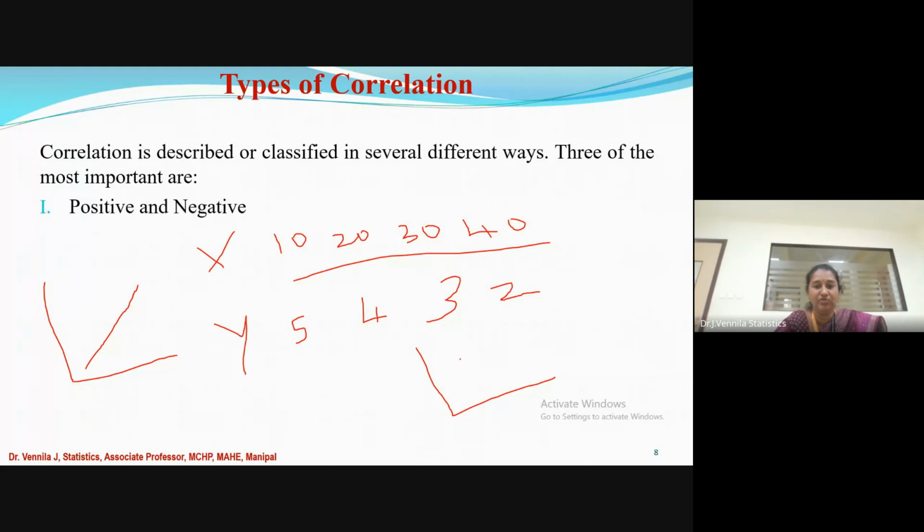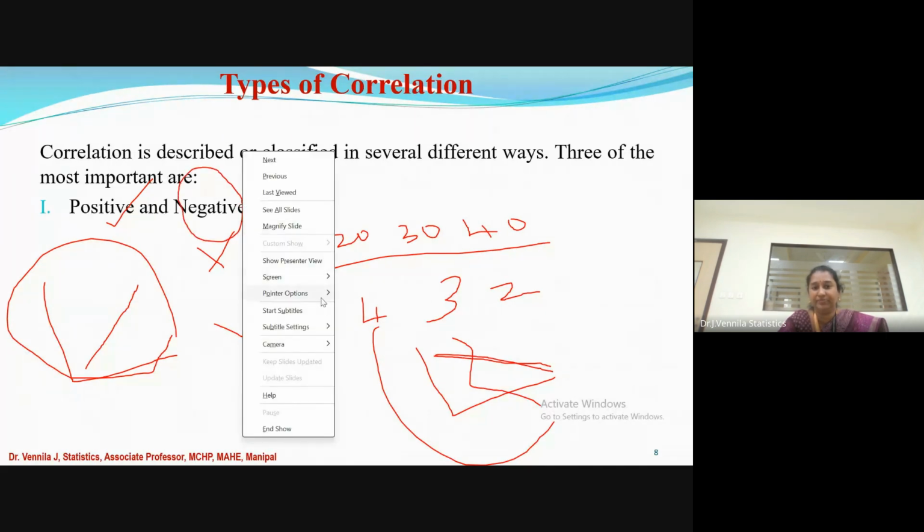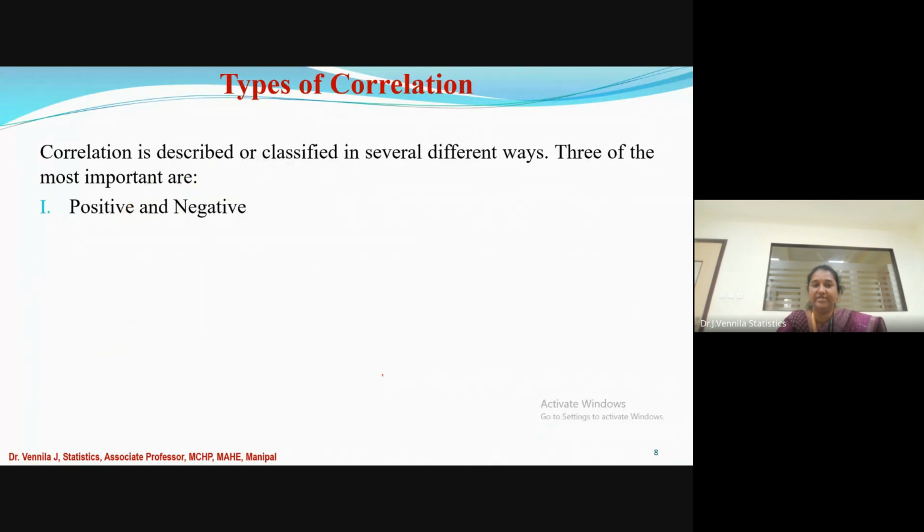That means the values are moving from upwards to downwards. You just see that both are linear, but check how the lines are moving. When the values move from downwards to upwards with a straight line, it is called a positive correlation. When the data move from upwards to downwards with a straight line, it is called a negative correlation. So that is the meaning of positive and negative correlation.